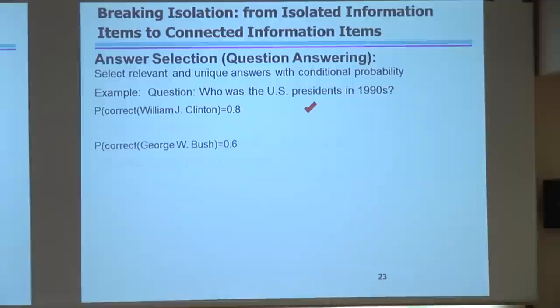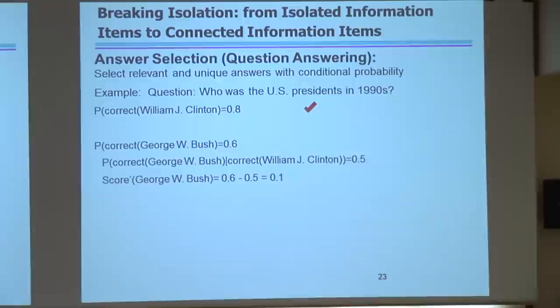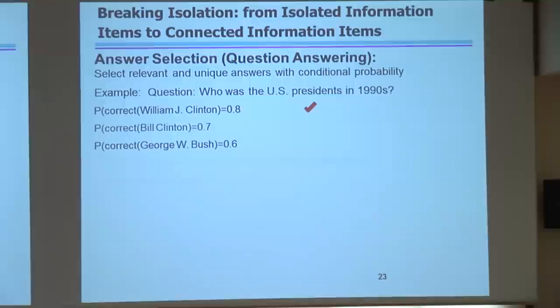And in a similar way, we can also calculate a new score for the third answer, George W. Bush. And eventually, we will be able to select these two answers by their new scores, and we will be able to ignore the second, which is a duplicated answer, and we will be able to select the third one. So this shows some of the power of our joint probabilistic approach for answer selection.